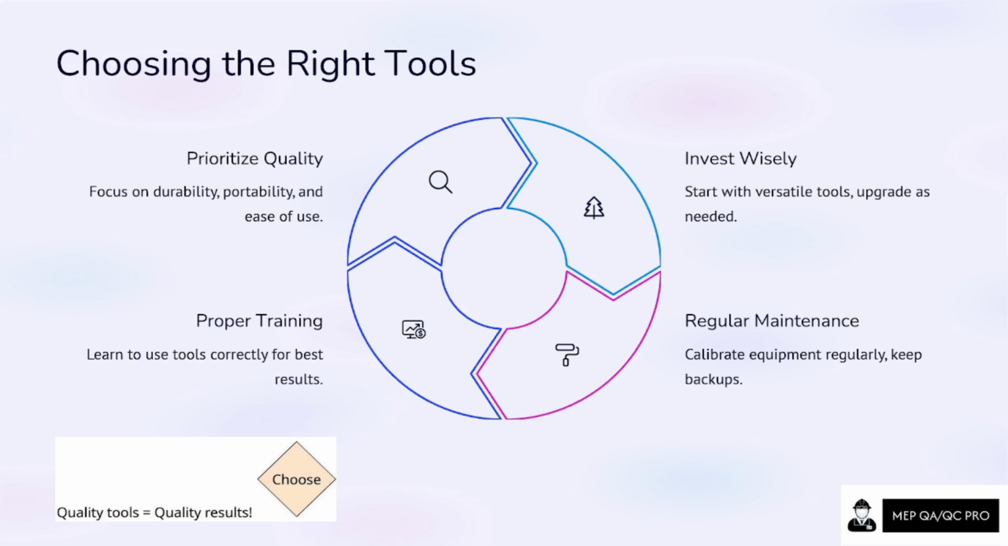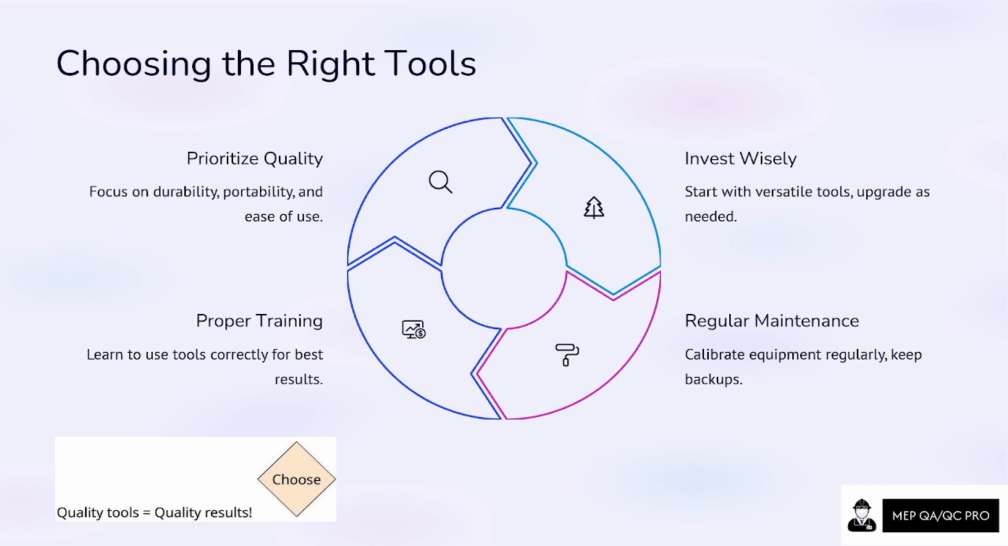Whenever the project is started, you have to convey to your team that we need to prioritize the quality of the work. We have to align with our codes and standards. We need to do quality work so that the stakeholders or the client will say that yes, the quality of work done at site is perfect and top notch. So quality should be prioritized in every aspect of your work.